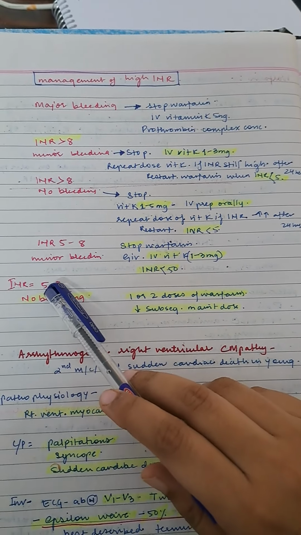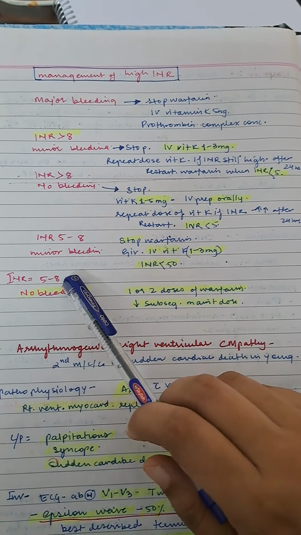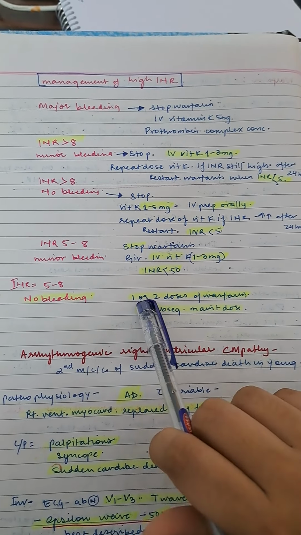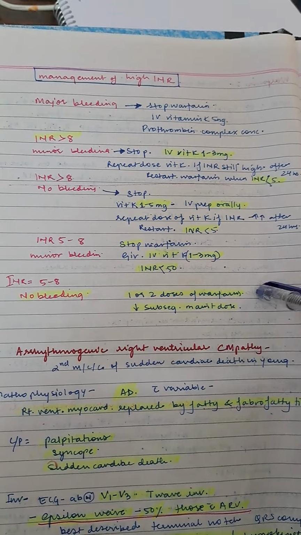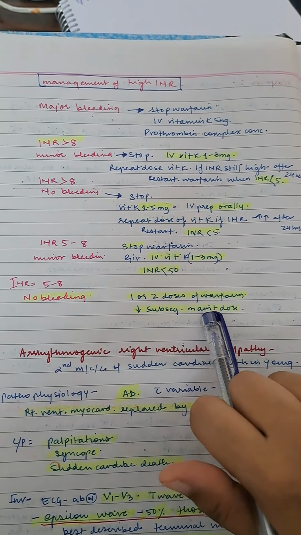If the INR is between 5 to 8, and there is no bleeding, 1 or 2 doses of warfarin can be withheld. Decrease the subsequent maintenance dose.